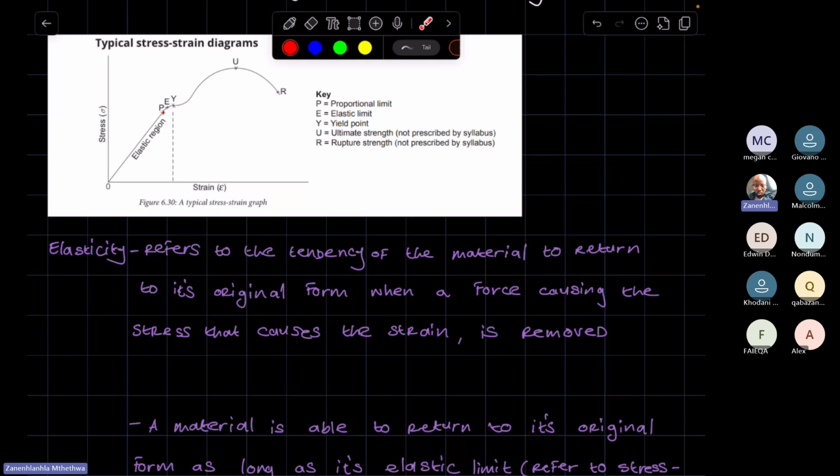Now, if you subject a material to some stress and essentially it bends, if you remove the stress that is causing that deformation and the material is able to go back to its original form, right, that mechanical property is known as elasticity. Right? So as long as if you remove the stress that the material is being subjected to and the material is able to go back to its original form, it means the material is still elastic, right? Meaning that it is still in this elastic region, right?